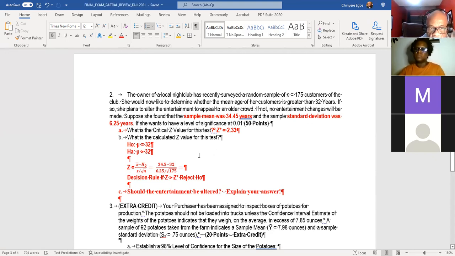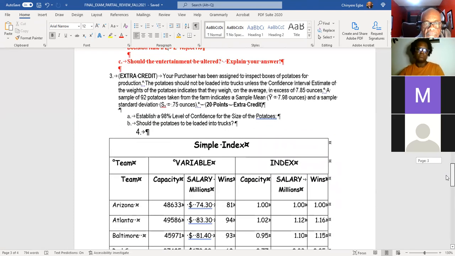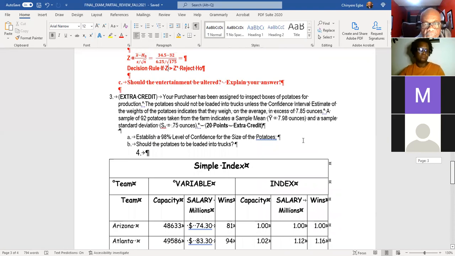The calculated Z is the result of this calculation. This is why I asked you the question, what is the calculated Z? Even if I don't ask you for that, if you're testing a hypothesis, you must calculate the Z. I do not have to ask you for that. But once I ask you to test a hypothesis, then you have to calculate Z. So these will be the kinds of questions that you answer.